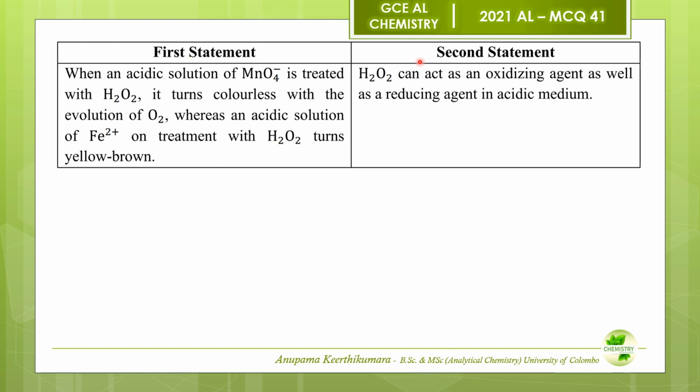The question has two statements. The first statement: when an acidic solution of permanganate is treated with hydrogen peroxide, it turns colorless with the evolution of oxygen gas, whereas an acidic solution of Fe2+ ions on treatment with hydrogen peroxide turns yellow-brown. The second statement: hydrogen peroxide can act as an oxidizing agent as well as a reducing agent in acidic medium. Now we will check whether this first statement is true or false.